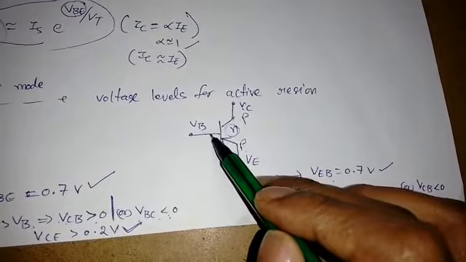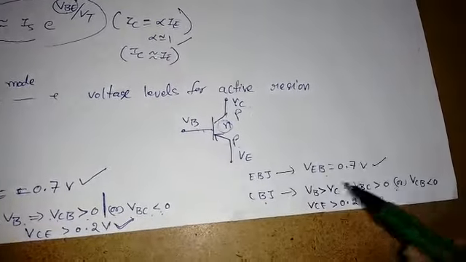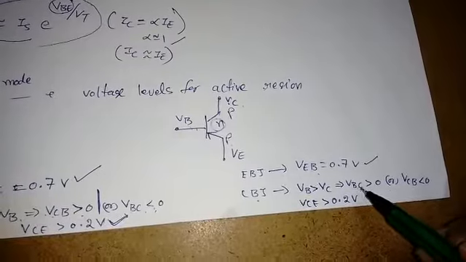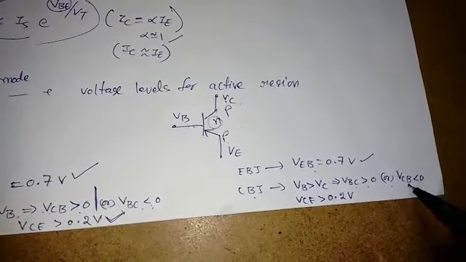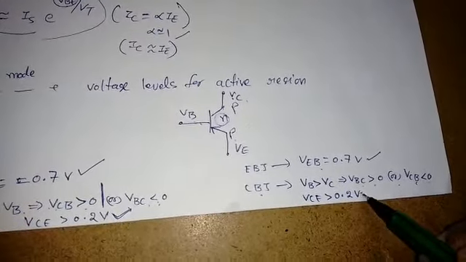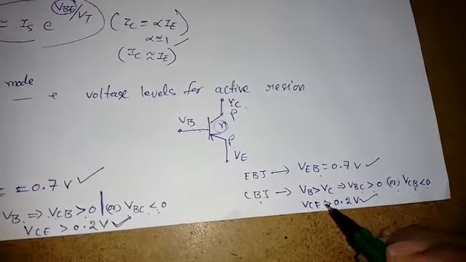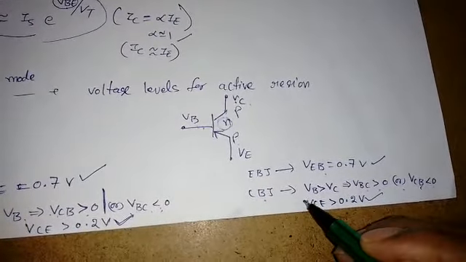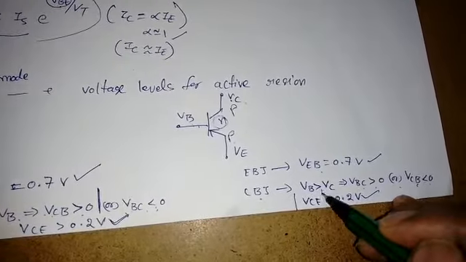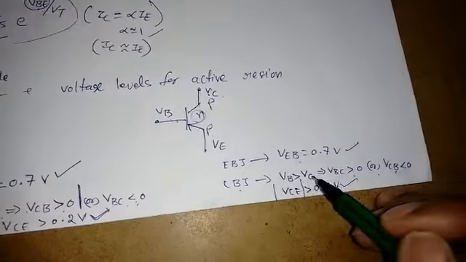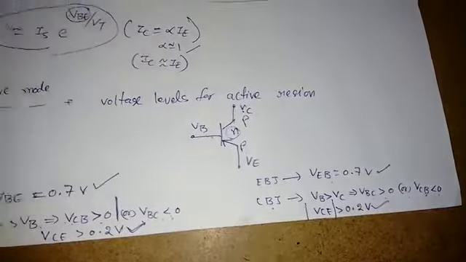So for n-type we have to give more voltage to the base compared to the collector. So that's why VBC is greater than 0, or we can say VCB is less than 0. Or rather, it is not VCE, it should be VEC. So take the mod, right? So in this case VCE, in this case VEC.